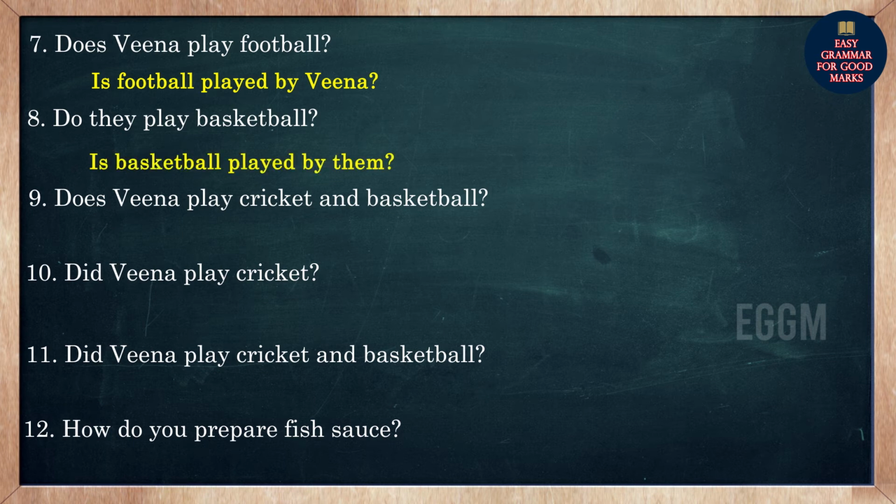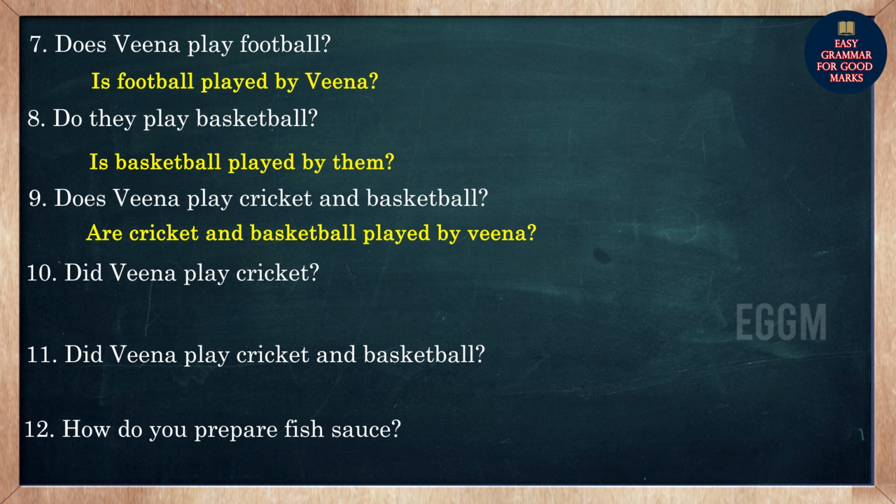I hope you have understood this. Next question. Does Veena play cricket and basketball? Here the object is plural. So what will you use? Are cricket and basketball played by Veena? Hope you have understood where to use is and where to use are. Okay, next we'll move on to the past tense form. That is, did Veena play cricket? Did is past tense. So think about using was or were. Cricket is singular. So, was cricket played by Veena?